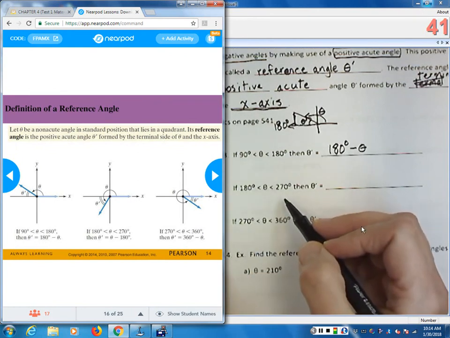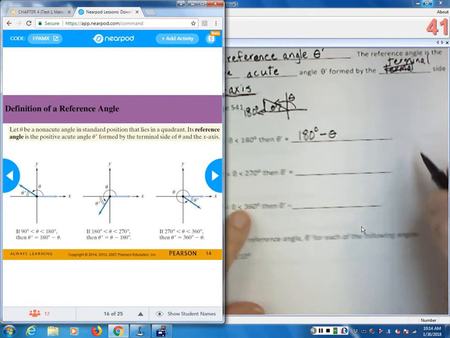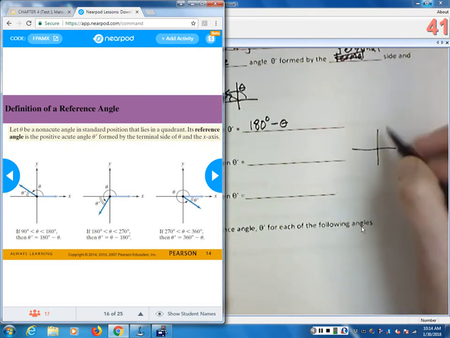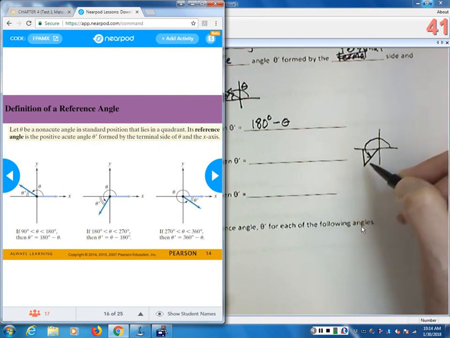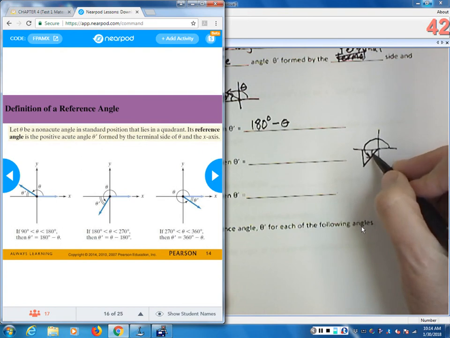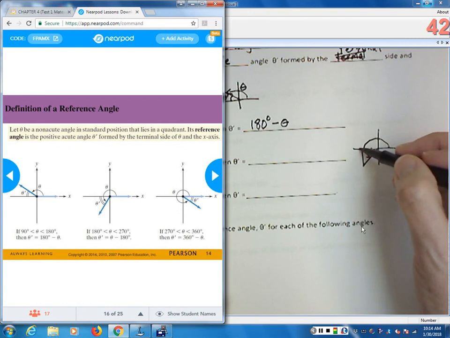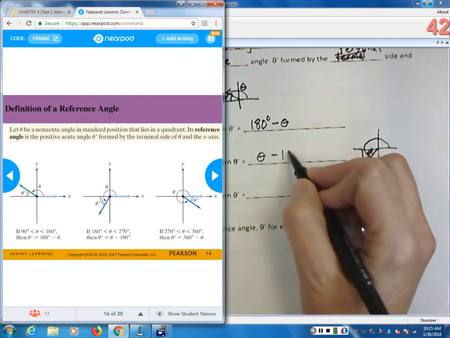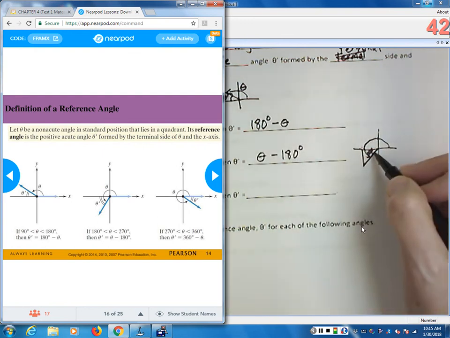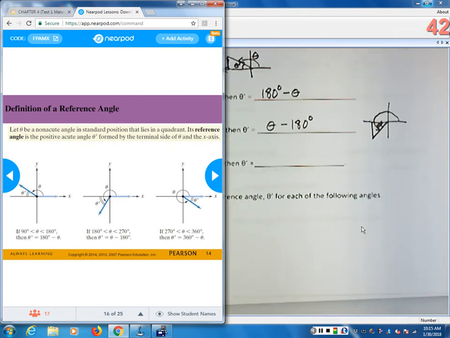They have a picture there. It's always with the positive x-axis. So if your angle is in here somewhere, you're going to make your reference triangle against the x-axis, and that's going to be your theta prime. Theta prime then would be theta minus 180. You're always going to make sure that theta prime is positive. I think you're just going to draw a picture and see what it is.